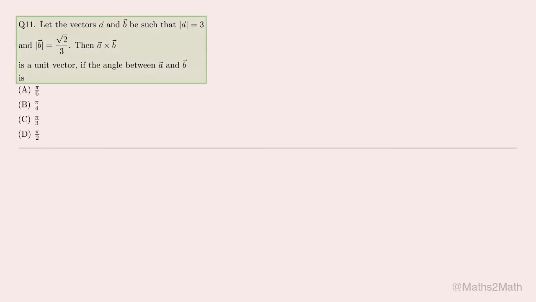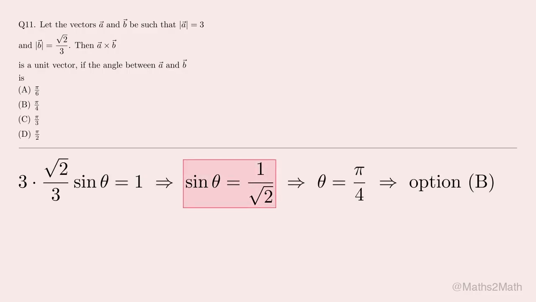Question 11. Multiple choice. Using the cross magnitude formula, sine theta must be 1 over root 2. The magnitude of the cross is 3 times root 2 over 3 times sine theta, which is root 2 sine theta, equal to 1, so theta is pi over 4. Option B.